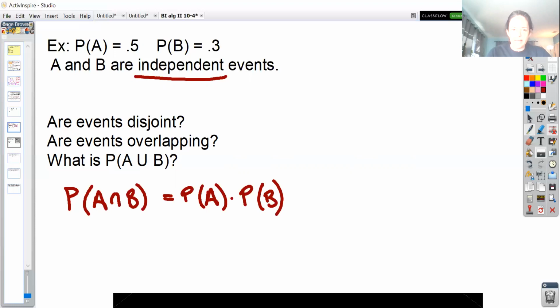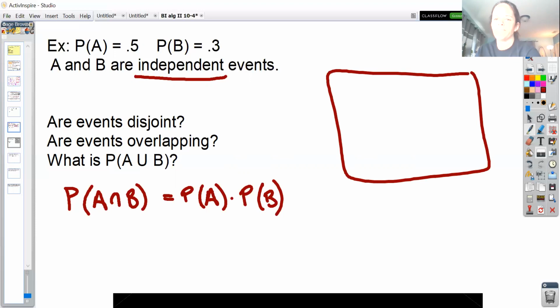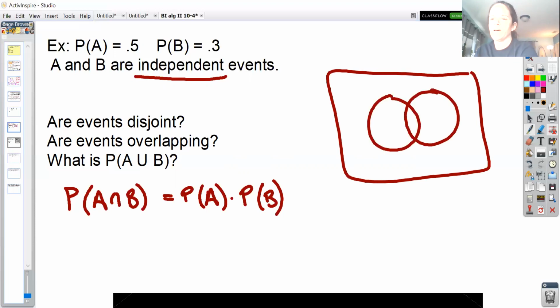So I'm going to use that to find the probability of the intersection, and then from there, the rest of the problem will just be filling out the Venn diagram like we did before. So in this case, 0.5 times 0.3 would be 0.15. And so that means this middle part here of the intersection would be 0.15. And that's what I use the definition of independent probability for.